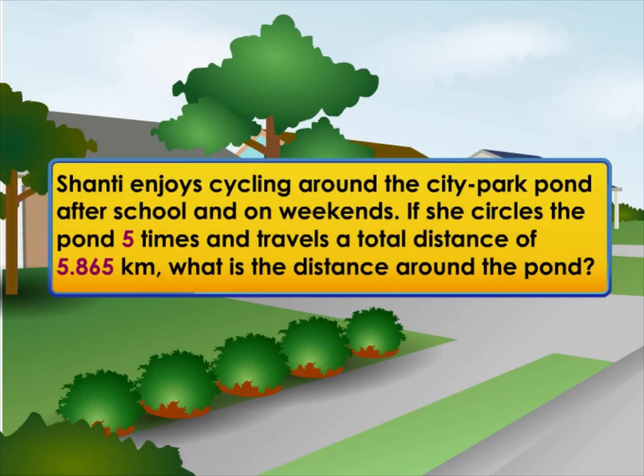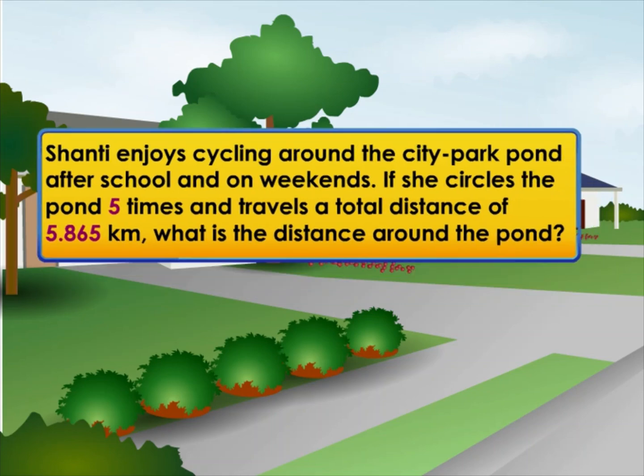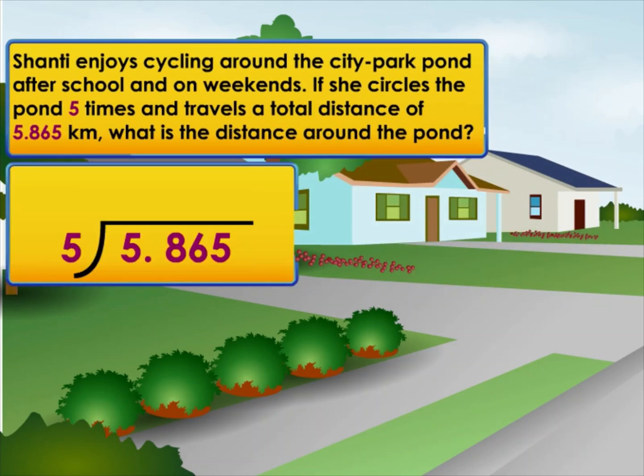Shanti enjoys cycling around the city park pond after school and on weekends. If she circles the pond 5 times and travels a total distance of 5.865 kilometers, what is the distance around the pond? The procedure of solving division problems is similar to other problems. We can apply the 4-step solving approach. How many times did Shanti cycle around the pond? Yes, she cycled 5 times.